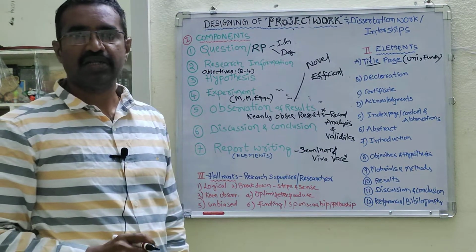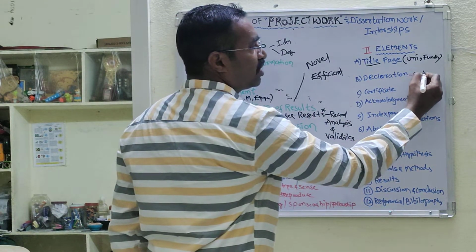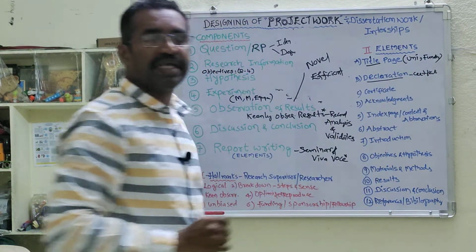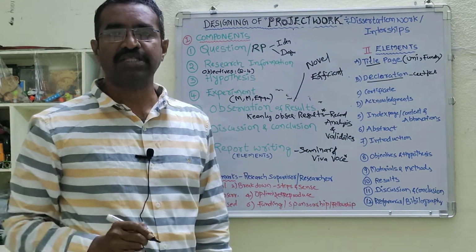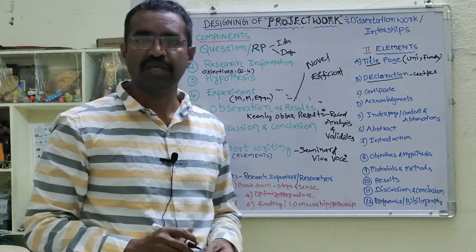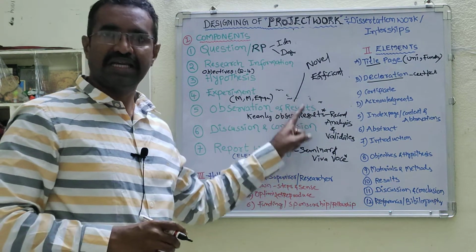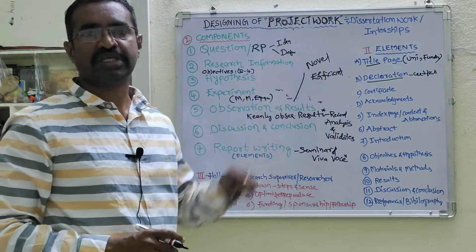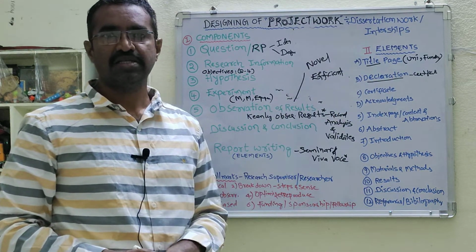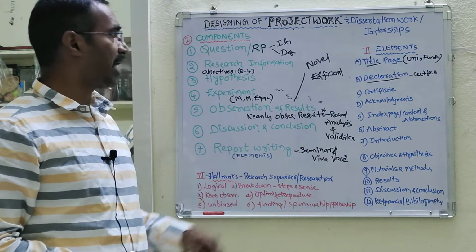Then followed by that, you have to include a declaration certificate. You have to declare that this work has not been submitted elsewhere, and that you are submitting it for the award of your degree under the project work. This you have to mention, that you self-declare. Self-declaration is the second element of report writing.